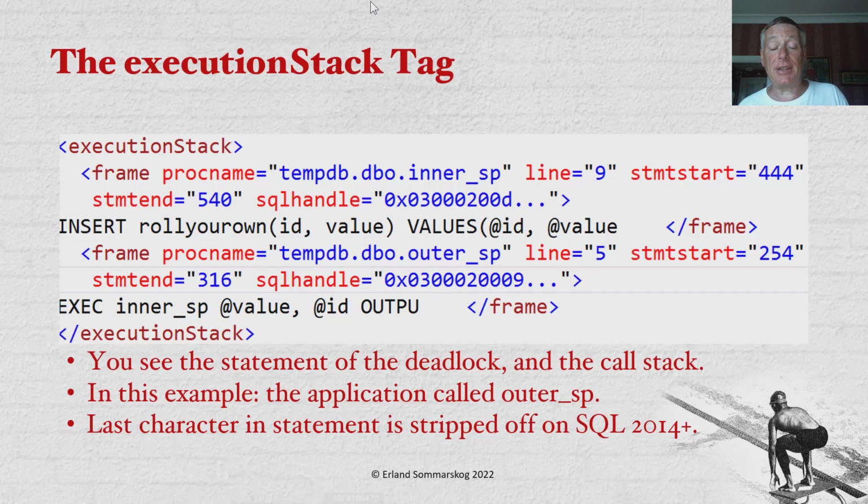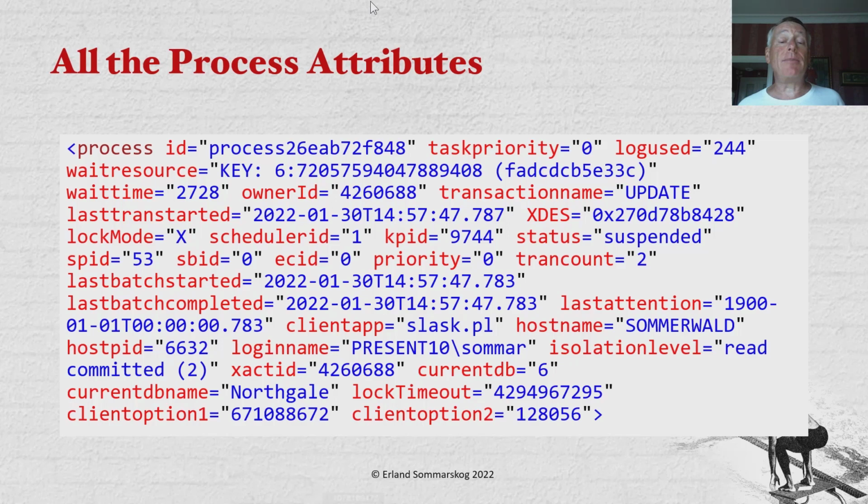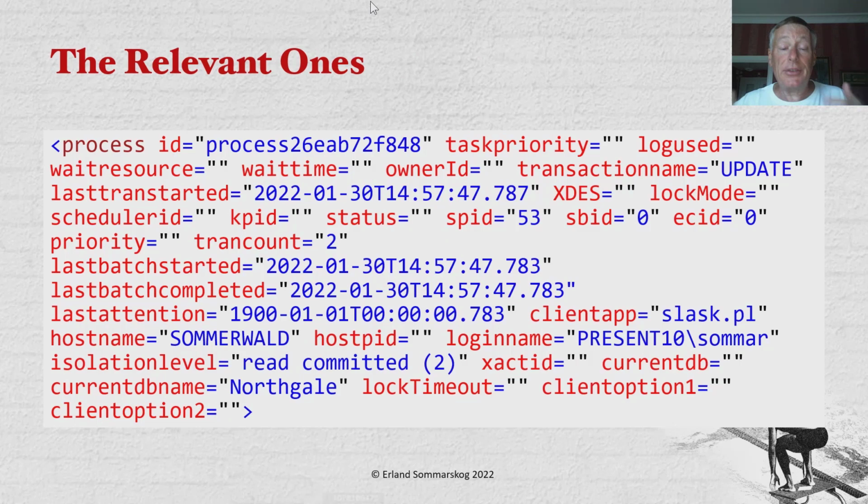Then we have all the process attributes, and that's a frightening lot, and you might feel that your head starts spinning a little bit when you see this. But I found that not all of these are really interesting to the proceedings. So this is a stripped-down version of the attributes that I found interesting, and in the coming slides I will go through these in more detail.